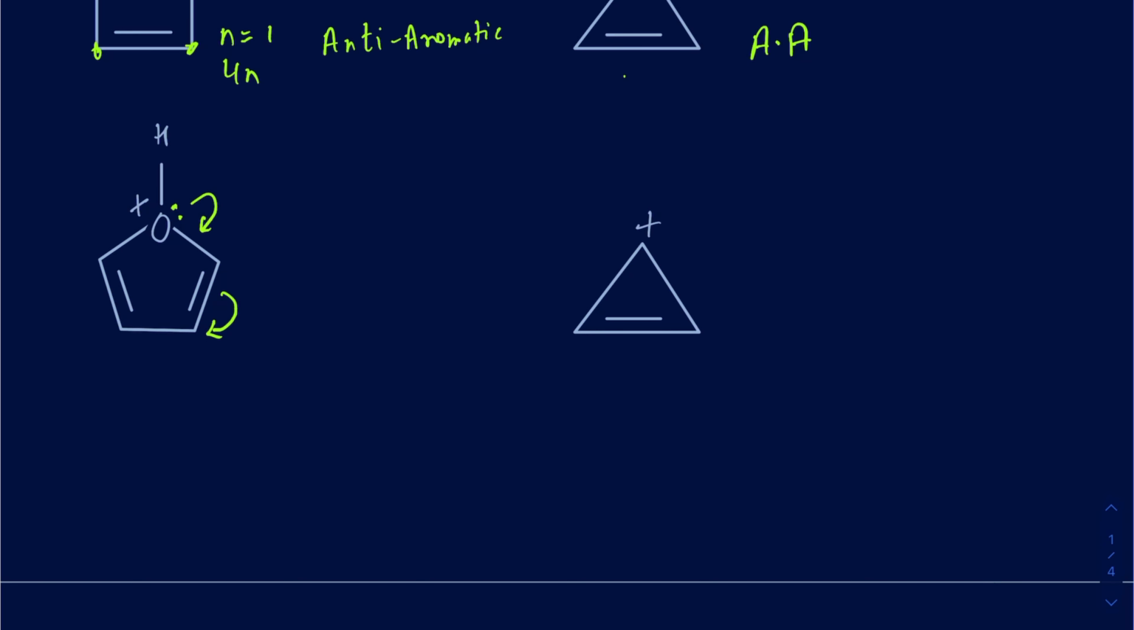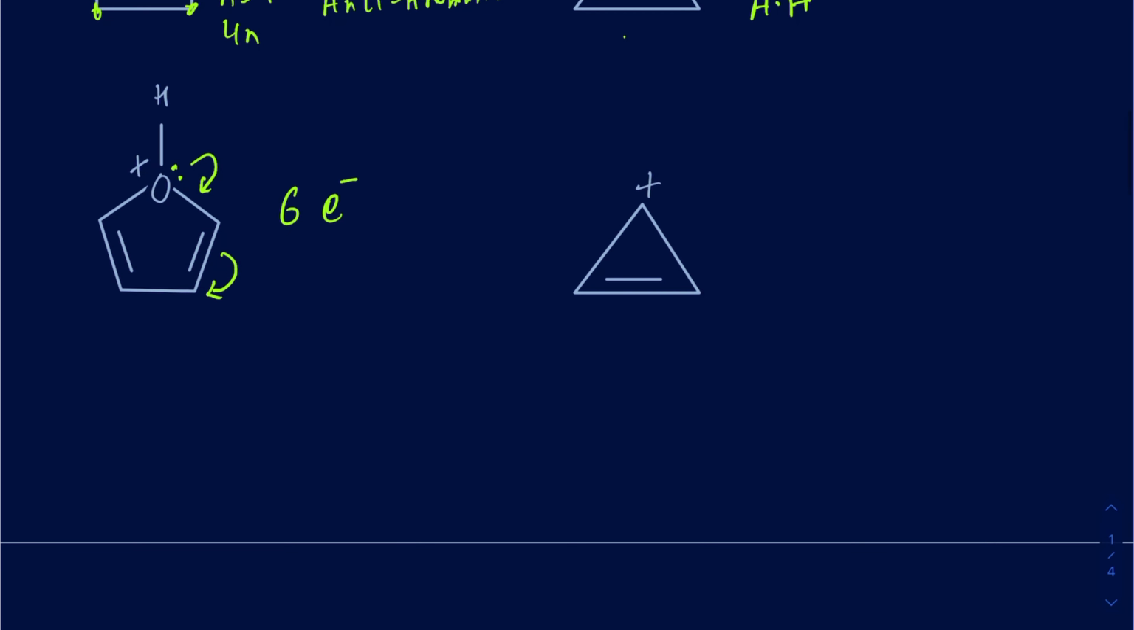Then how many electrons do I got total here? I got 4 coming from these pi bonds here, and I got 2 coming from this lone pair. So I got 6 electrons that are being resonated or conjugated in the system, and that's going to fit the 4n plus 2 rule where n is going to be equal to 1. So that means this is going to be aromatic in that particular case.